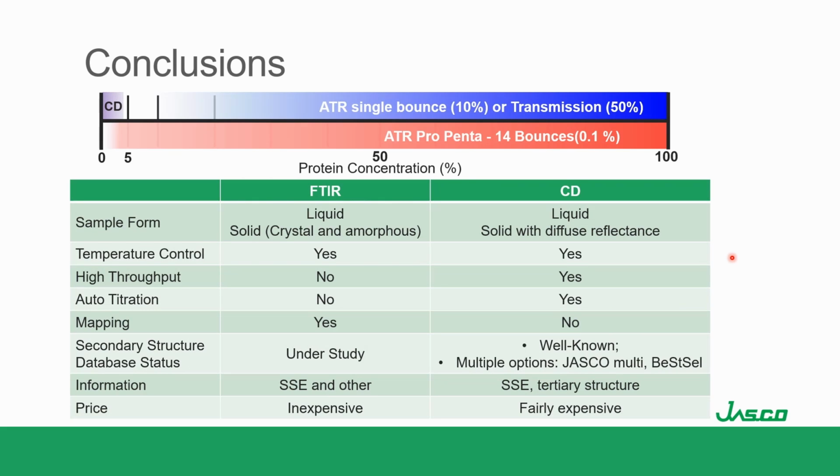And then, of course, CD can give us secondary structure and tertiary structure information, and FTIR can get its secondary structure estimation and other types of information as well. FTIR on the whole is a good deal more inexpensive than CD measurements, where CD leans on the higher dollar sign end of things, just because of the variability in measurement types you can do with CD.